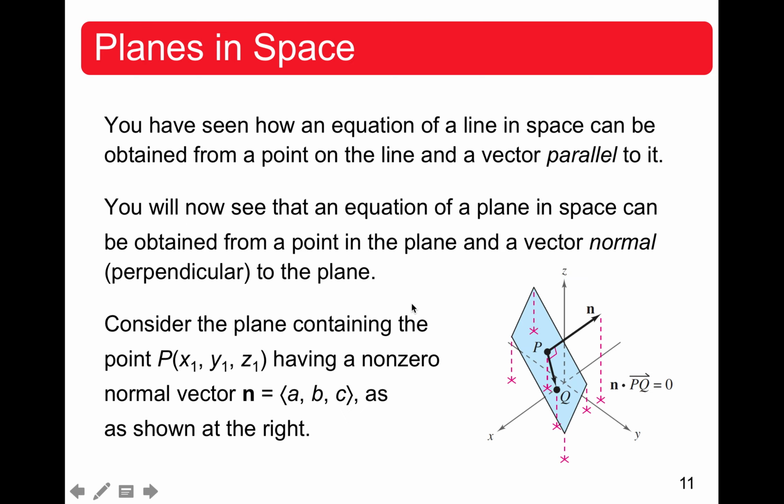Okay, so planes in space. So we just saw how the equation of a line in space can be obtained from a point in the line and a vector parallel to it. So what we're going to do for a plane in space is find a vector called the normal vector. And a normal vector is just a vector that is perpendicular to the plane. So if you look at our picture over here, we have the point P, which is x1, y1, z1, and has a non-zero normal vector. So this n right here is our normal vector that's perpendicular to the plane.